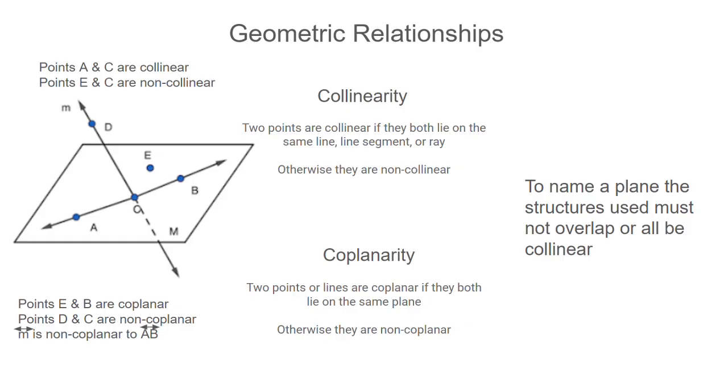Coplanarity, similar to collinearity, describes 2 structures that lie on the same plane. In the diagram to the left, points E and B are coplanar, but points D and C are non-coplanar, and line M would be non-coplanar to line AB.